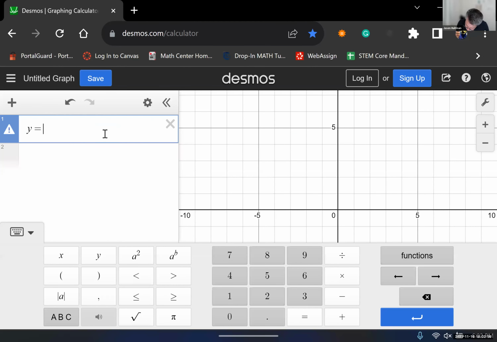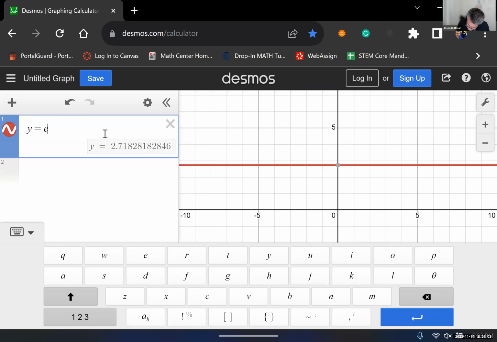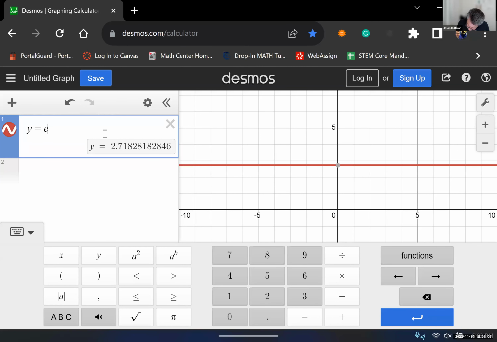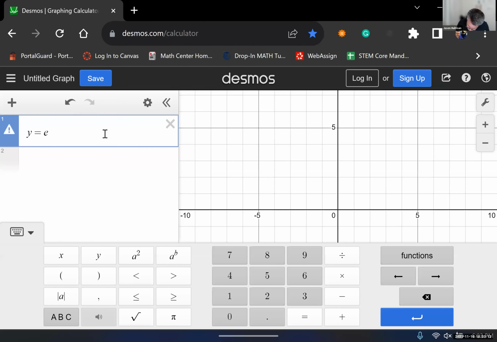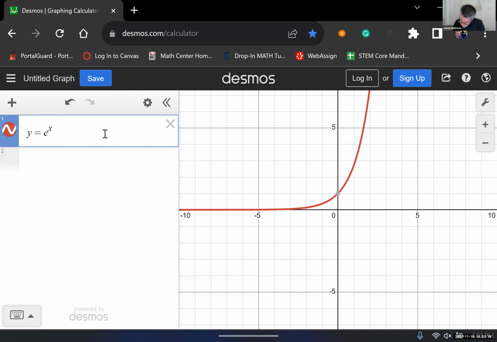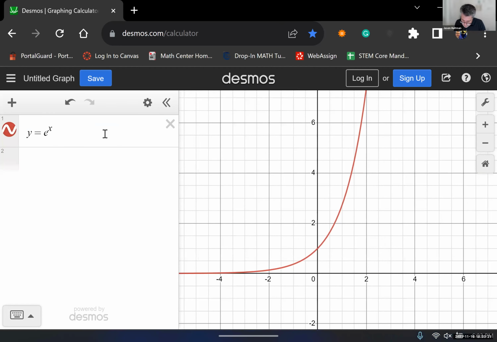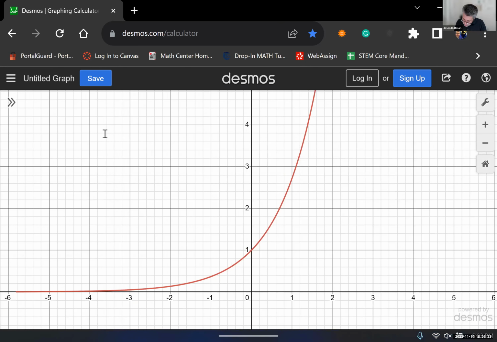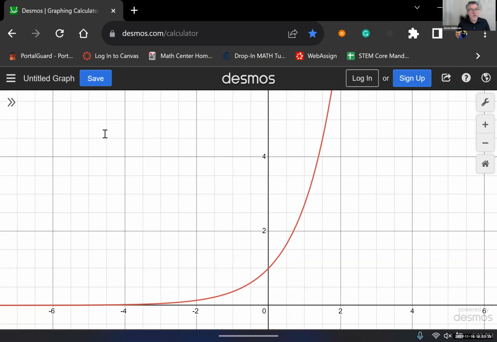Okay. Y equals e to the x. Let's just do e to the x, so e to the x power raised to the x power. Boom. Okay, and there's my nice y equals e to the x curve that we are often very familiar with. I'm going to get rid of that. That's our e to the x, right? That's our exponential growth curve.